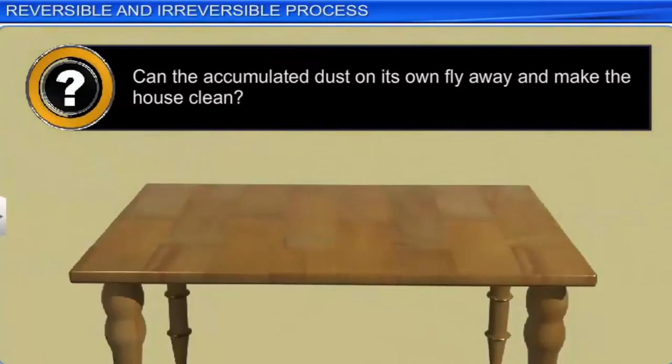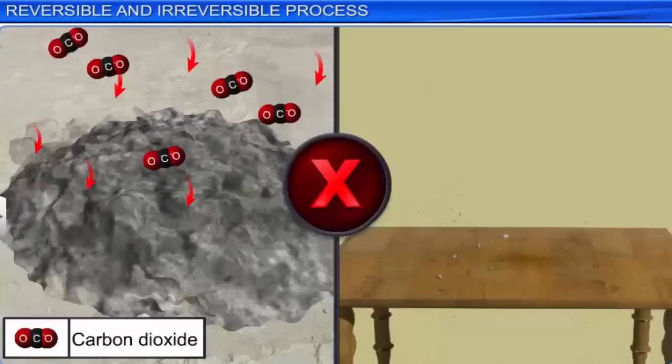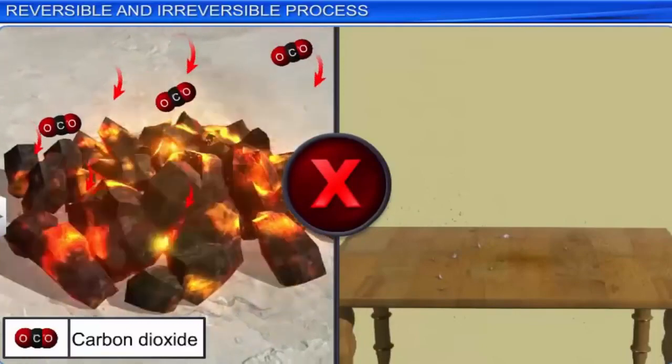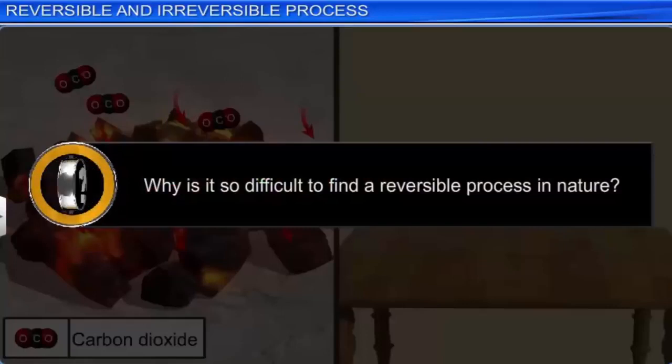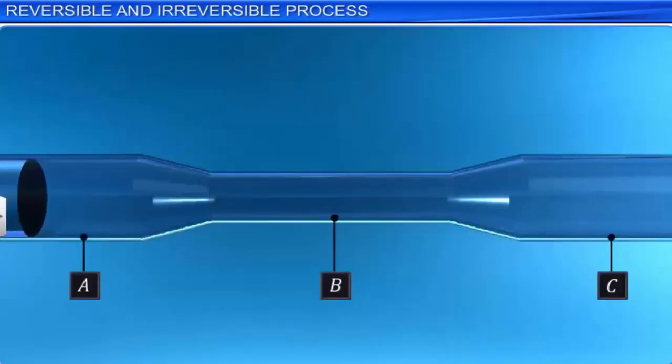Not only the processes we have just discussed, but many other processes in nature are not reversible. In fact, we can conclude that irreversibility is not an exception but a rule of nature. Why is it so difficult to find a reversible process in nature? Let us consider a steady flow of liquid through a pipe of variable cross-sectional areas. As the liquid flows through the pipe, it may have different speeds at different points.